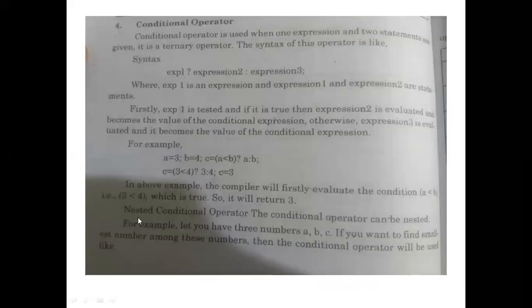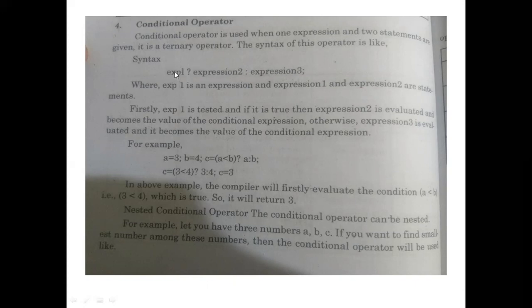Next is the conditional operator. The conditional operator is used when one expression and two statements are given. It is a ternary operator. The syntax of this operator is expression 1, expression 2, expression 3. So this question mark and colon are known as the ternary operator because it takes three operands. This is the first operand, this is the second operand, and this is the third operand.